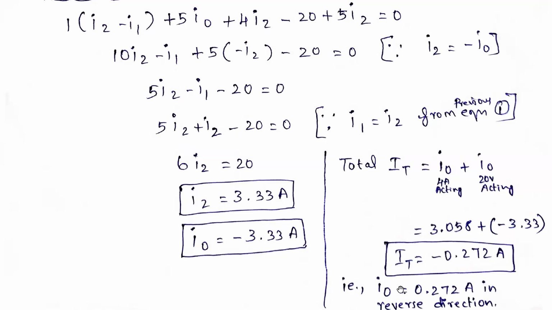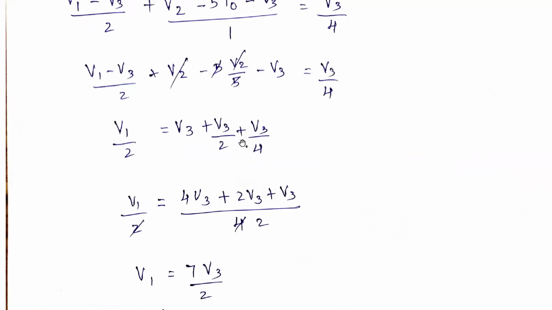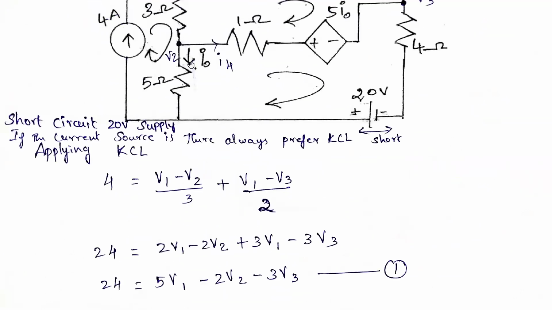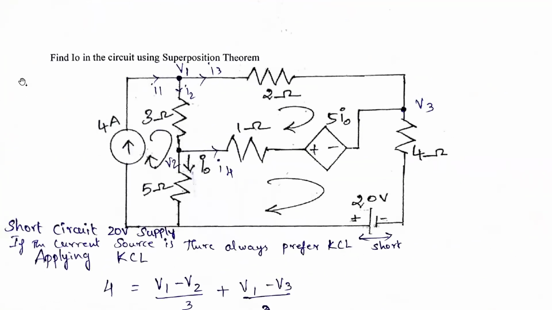So I naught is acting in the reverse direction because we are getting a minus sign. In the question, I naught is given in one direction, but while solving we get I naught as negative, so I naught should be in the opposite direction. That is the observation from verifying the superposition theorem. That is the answer for this particular circuit.